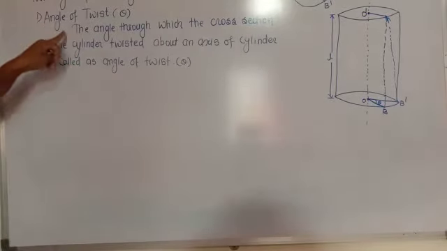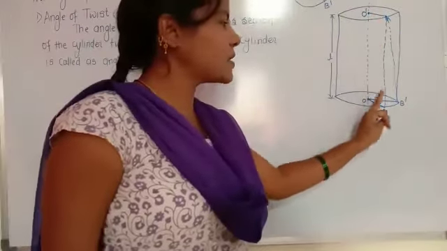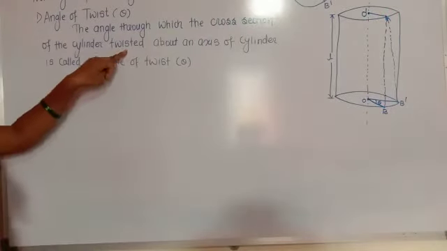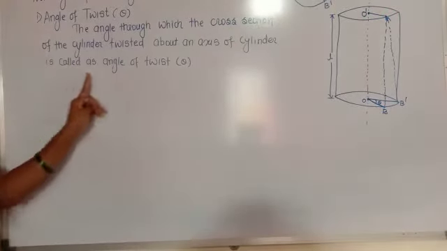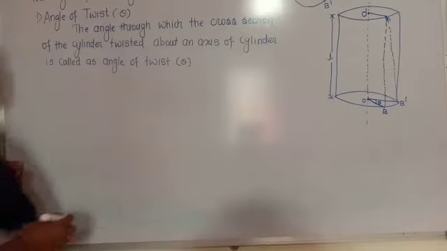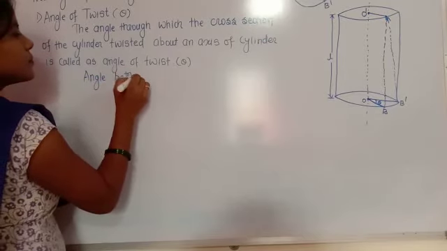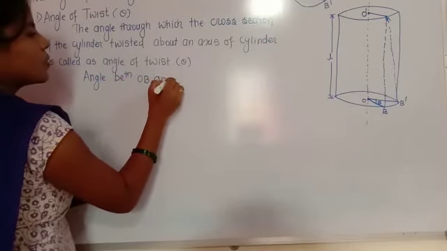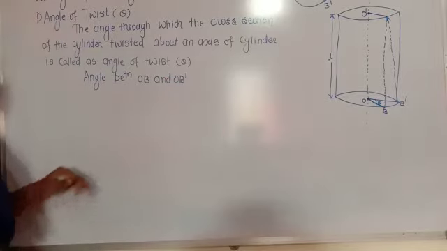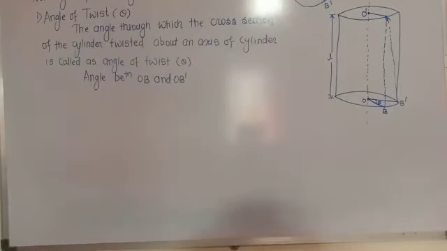Okay, so the angle through which that cross section of the cylinder is twisted about the axis of the cylinder is called the angle of twist, and it is denoted by the letter theta. The angle of twist theta is the angle between OB and OB dash, and it is inversely proportional to the distance from the fixed end.